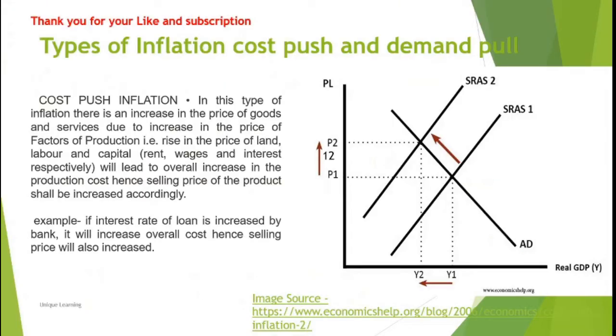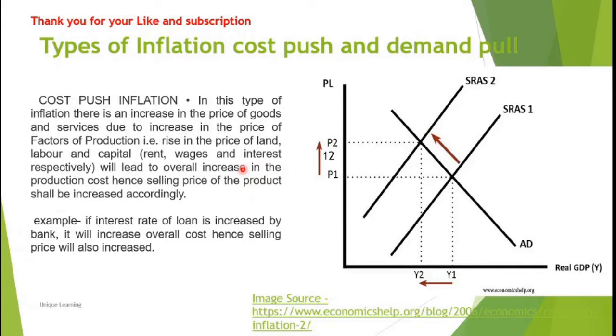Let us begin with the next point, that is the types of inflation. So the first point is cost push inflation. In this type of inflation, there is an increase in the price of goods and services due to an increase in the price of factors of production. There are three factors of production, namely land, labor, and capital.